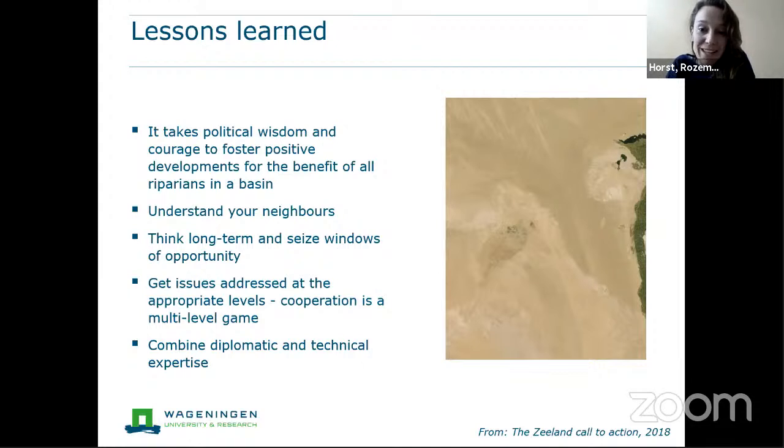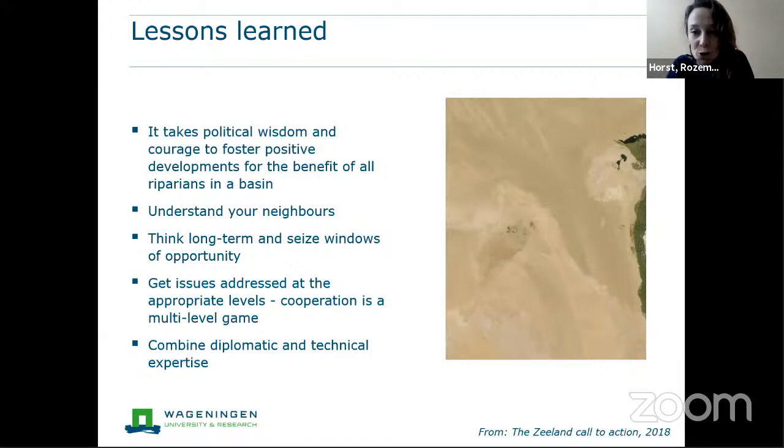As I said before, these analyses are incredibly important. Understanding your neighbors, understanding what they want, understanding what they need, understanding how they use groundwater, how they are dependent on it is also vital for negotiations and for achieving joint agreements.